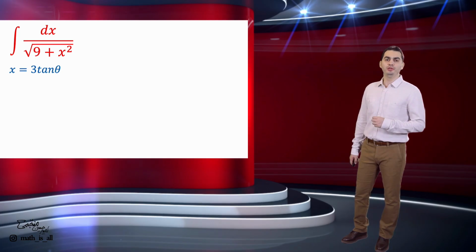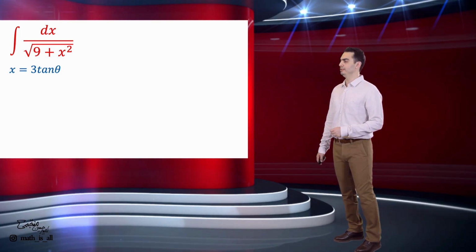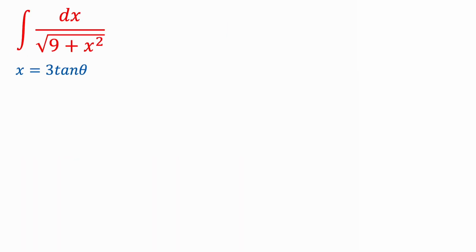Well, I hope you were able to solve it. And if you weren't able to, that's absolutely no problem. We'll tackle the first question together and solve it. Look, we have 3 tangent theta. We'll take the differential of both sides. What does dx become? It's 3 times the quantity of 1 plus tangent squared theta d theta.